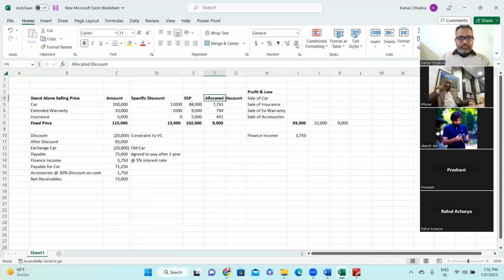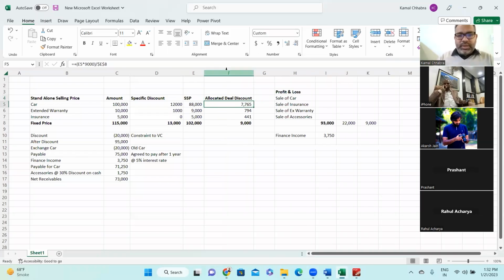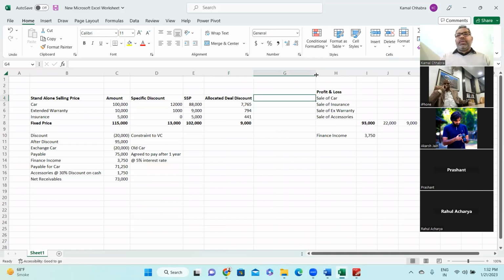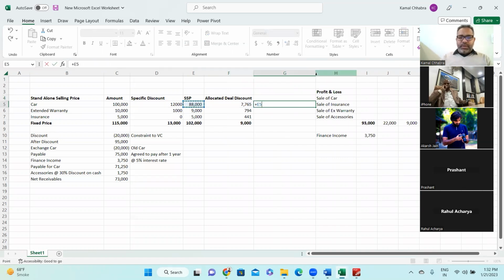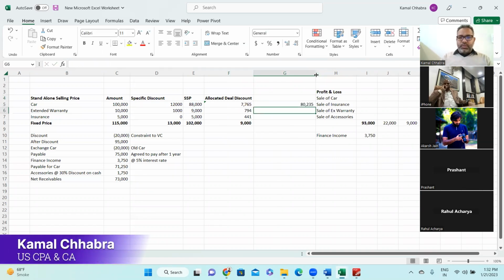This is the allocated deal discount. So allocation of the deal discount, this $9,000 you have allocated in this manner. Then what will be the sales price of the individual item? This will be 88,000 minus this. This is what 93,000 we agreed. Make sense, everyone? Yes, sir.